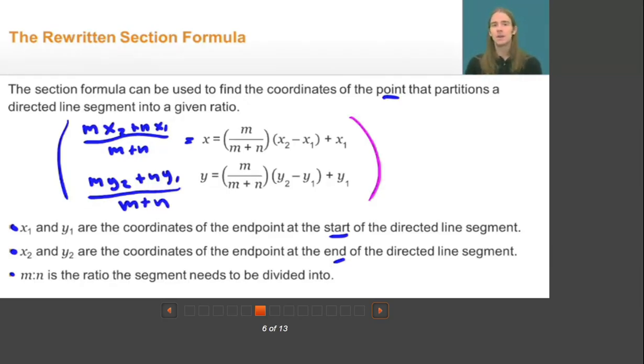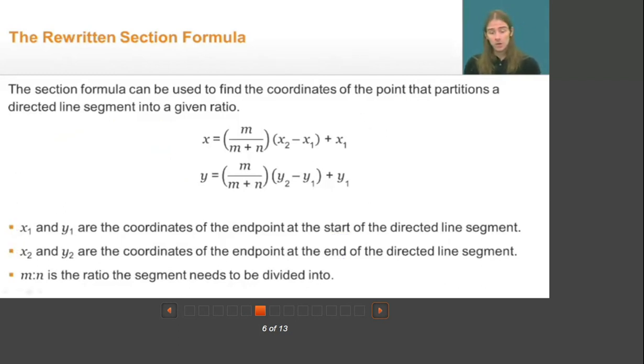So write this down if you need it. I'm going to clear the screen and focus in. In these equations, notice that we've got x2 minus x1. That gives me horizontal change. We've also got y2 minus y1. That gives me the vertical change. When I multiply these by m over m plus n, that gives me a fraction of the directed line segment, specifically the fraction with length scaled down by the ratio m to n.